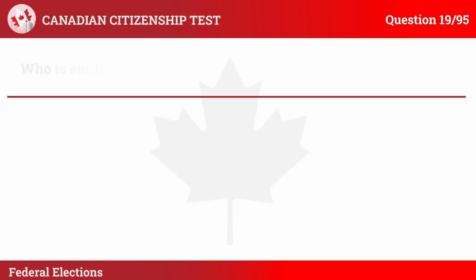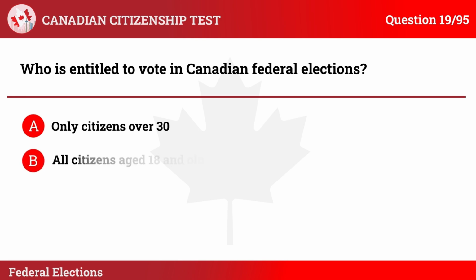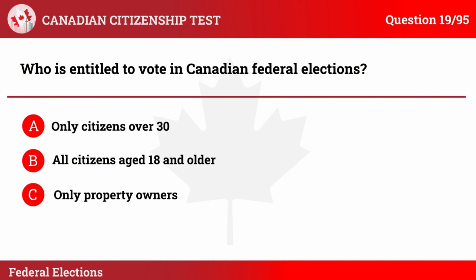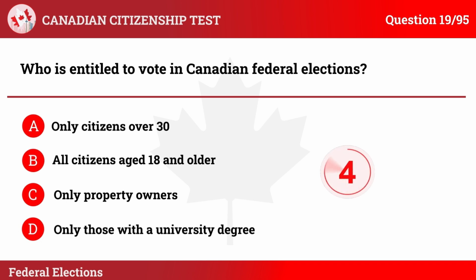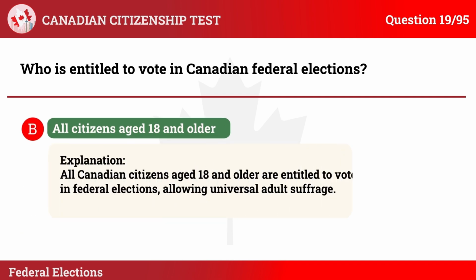Question 19. Who is entitled to vote in Canadian federal elections? A. Only citizens over 30. B. All citizens aged 18 and older. C. Only property owners. D. Only those with a university degree. The correct answer is B. All citizens aged 18 and older. Explanation: all Canadian citizens aged 18 and older are entitled to vote in federal elections, allowing universal adult suffrage.